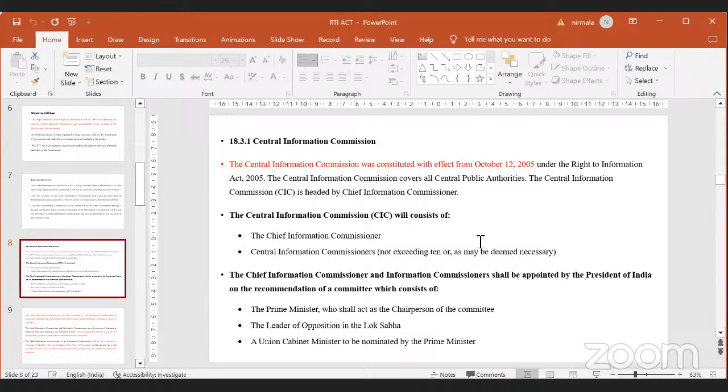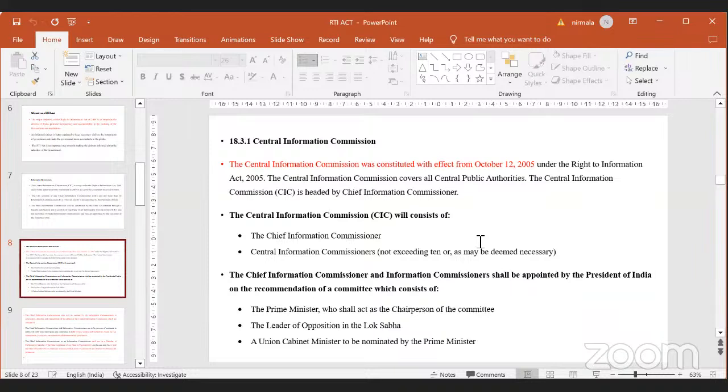If you see the Central Information Commission, it was constituted and came into force from October 12, 2005 under the provisions of the Right to Information Act of 2005. So the Central Information Commission is headed by the Central Chief Information Commissioner.